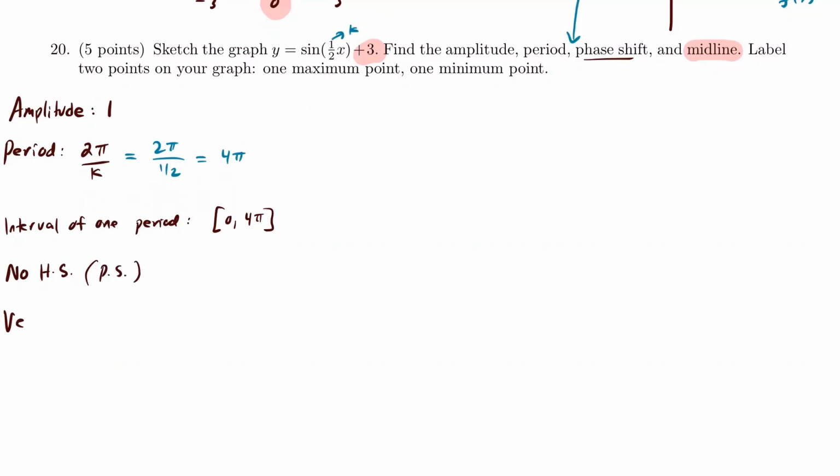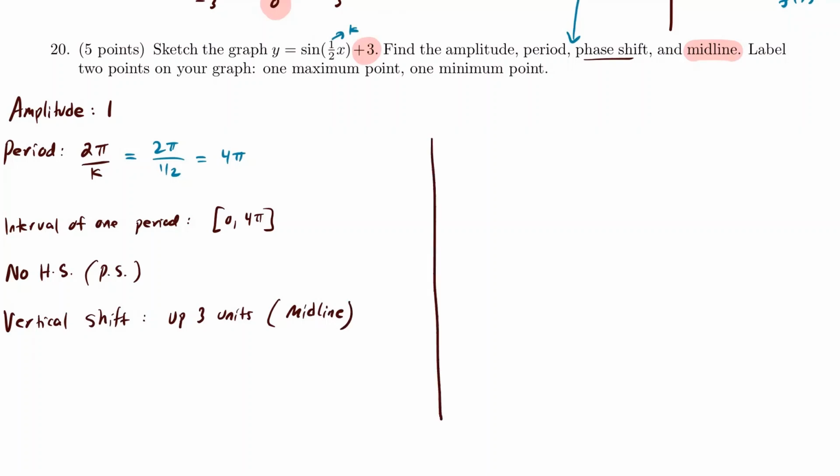We have a vertical shift, which is this number right here, plus 3 that you see in the problem. So this is up, so up 3 units. This is also known as the midline. So it's the halfway between the maximum and the minimum value of this function. All right, so we got everything written down. Let's take a look at the graph.